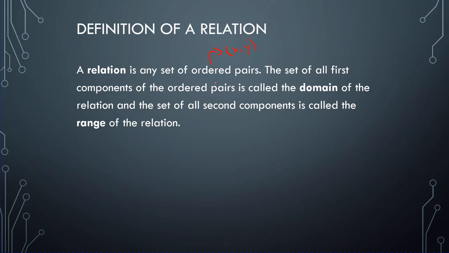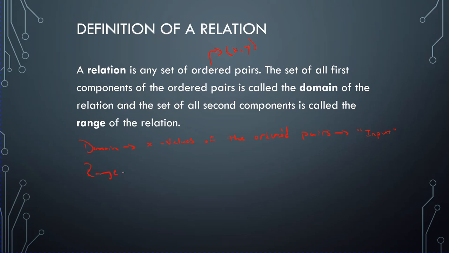Now, if you have a set of ordered pairs, more than one, the set of all the first components, x, in the ordered pairs is called the domain. So think of the domain as the x values of the ordered pairs. You can also think about this as the inputs of the function. That'll make sense later on when I introduce functions. Think of the domain as the input.